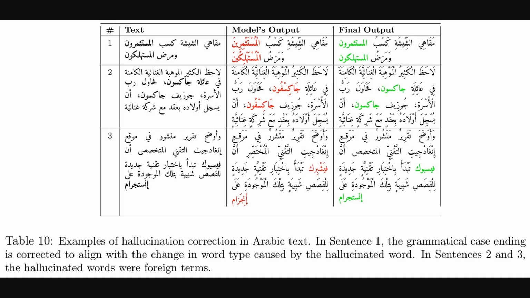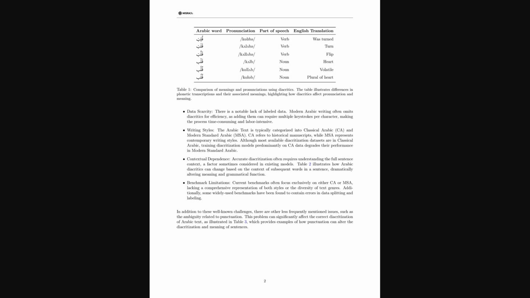Now, digging into that hallucination issue we just saw, this table provides some concrete examples. It shows the original Arabic text, then Sadeed's initial output, where you can see errors like incorrect case endings or inserted foreign words highlighted in red. Okay, and then it shows the final output after their post-processing step, which corrects these hallucinations, significantly improving the accuracy and readability of the diacritized text. So that post-processing step really does help clean up those hallucinations we saw.